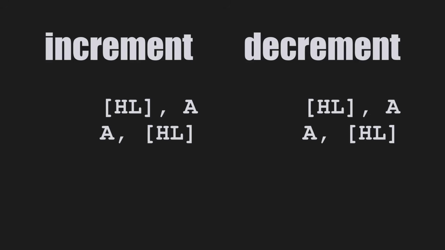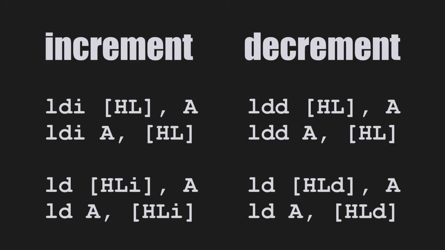There are some special load instructions I'd like to mention too. The first are the increment and decrement loads. They're for loading and storing sequential values from memory. They use the HL and A registers. They're either written as LDI and LDD, or the I and D are put with HL as HLI or HLD. The other special instructions are the LDH loads.